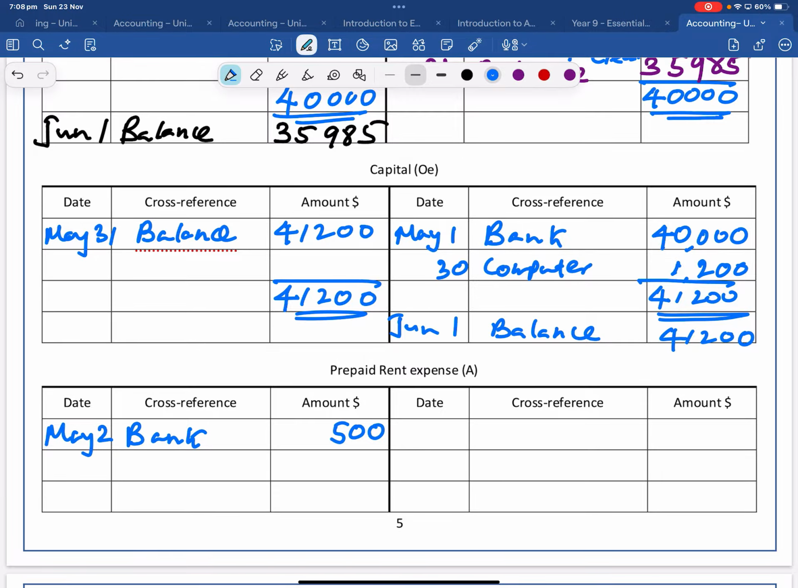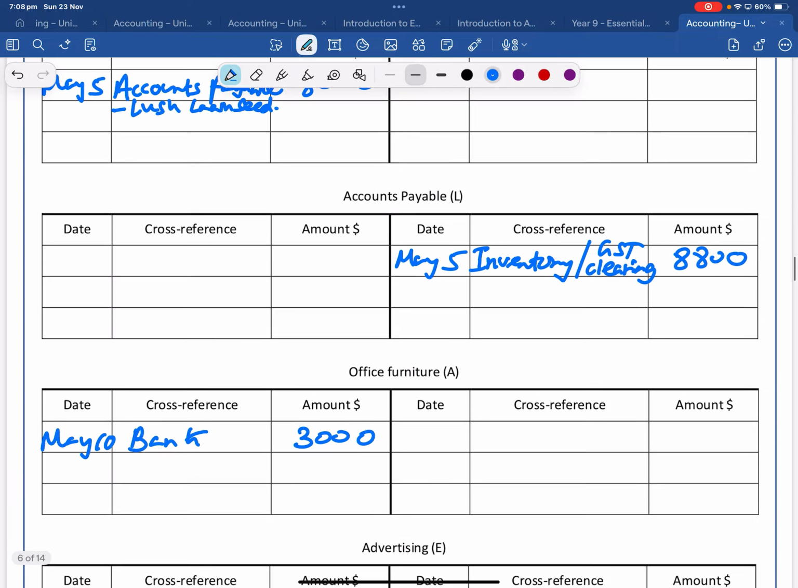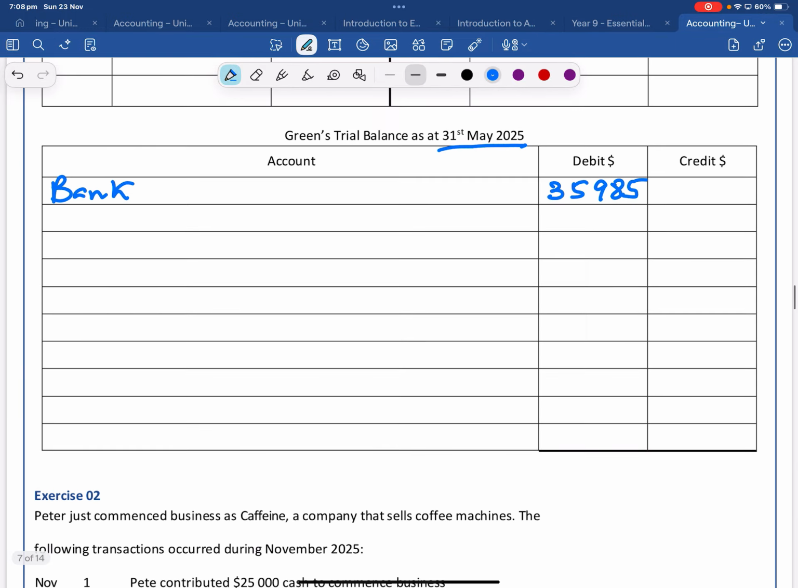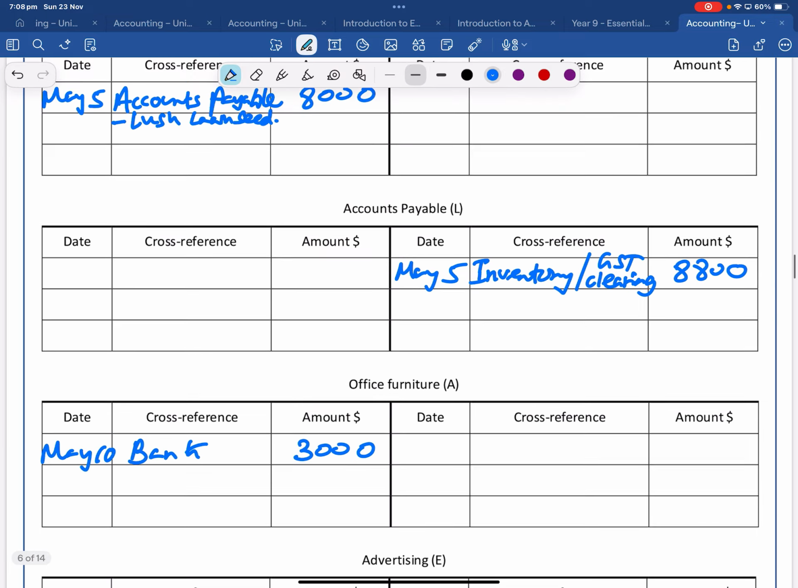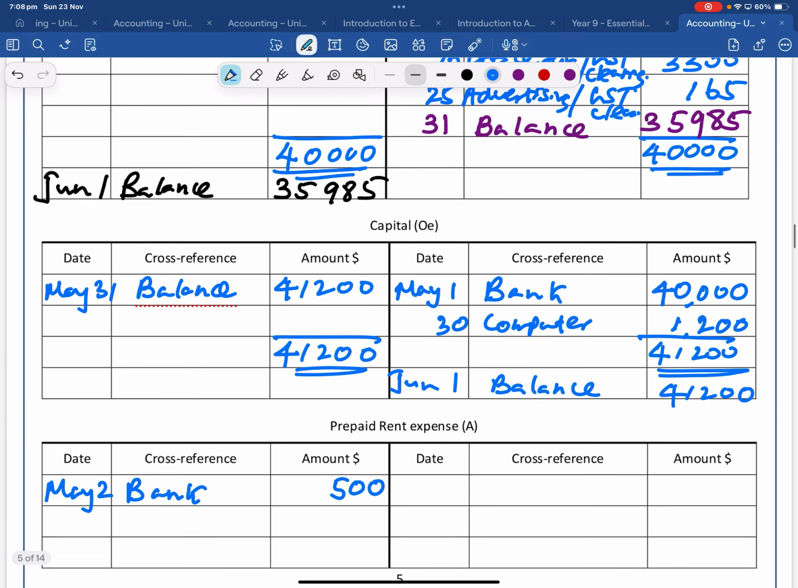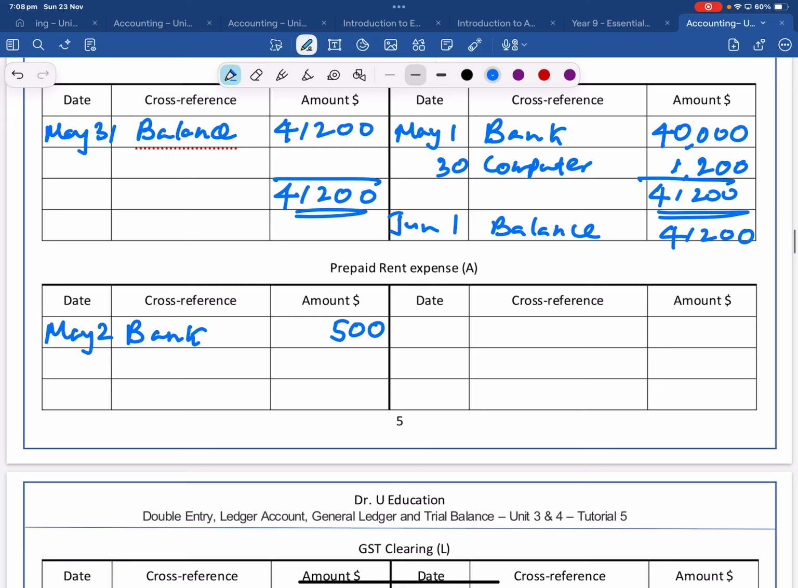Yes, now we'll go to the trial balance, guys. What do you say? Capital on the credit, 41,200. Right? Okay. Next one. Prepaid rent, no problem. Easy.